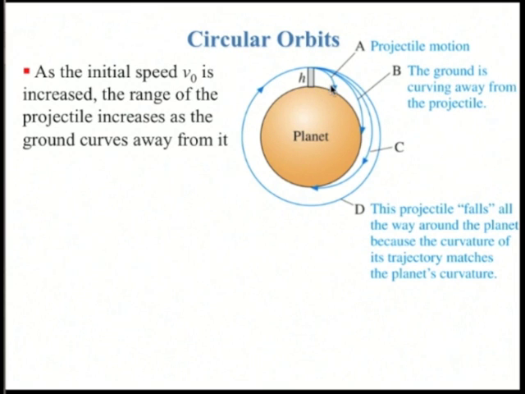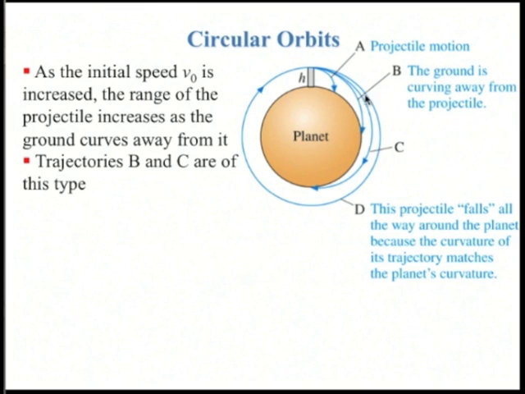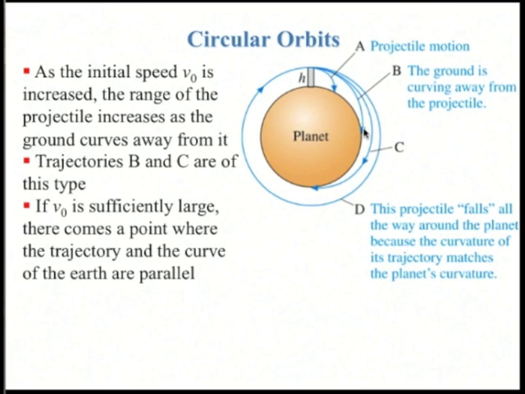As you increase the initial speed, the range increases, and since the Earth is not flat, the ground curves away. So if you look at trajectory B, as it goes along, it falls further and further down until it lands way over here, which is well along the curve of the planet. Trajectory C is even further, goes right around halfway around the planet before it finally hits.